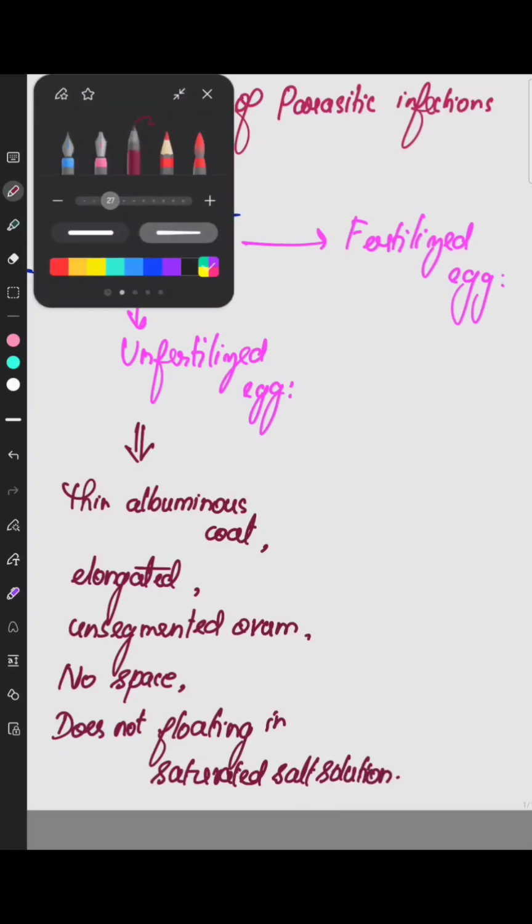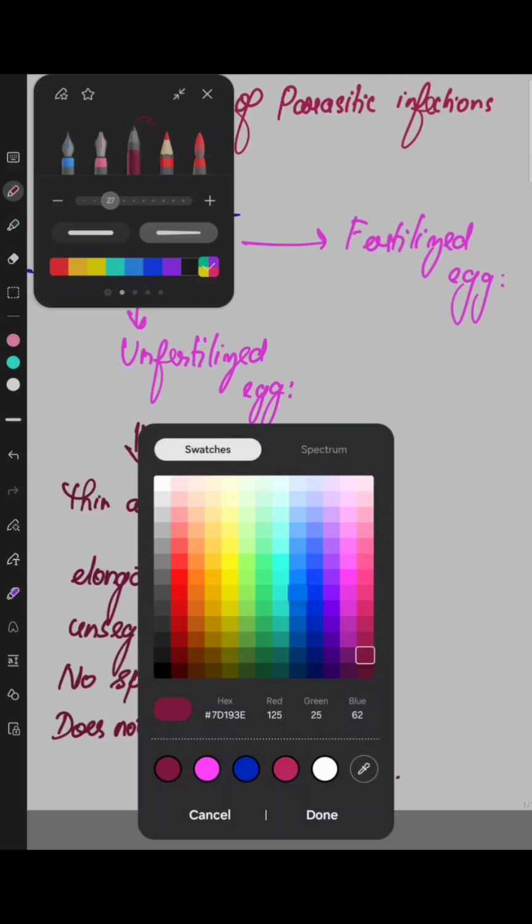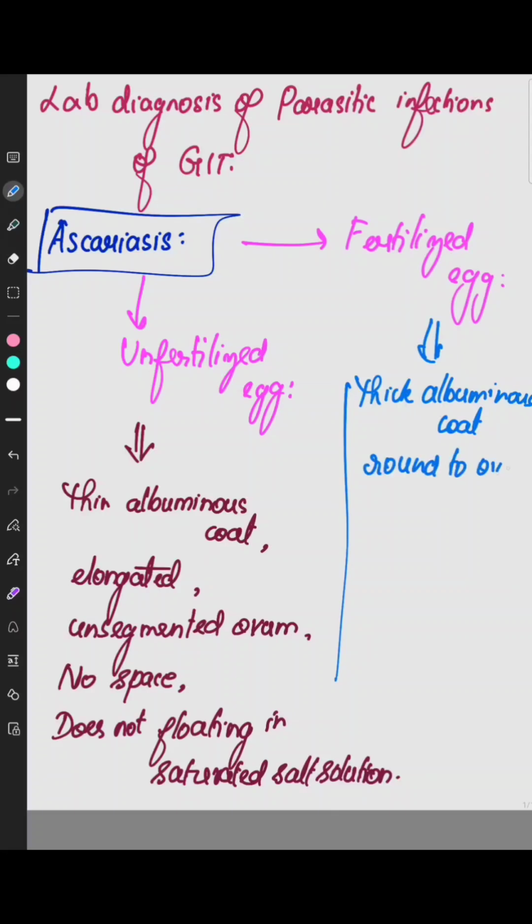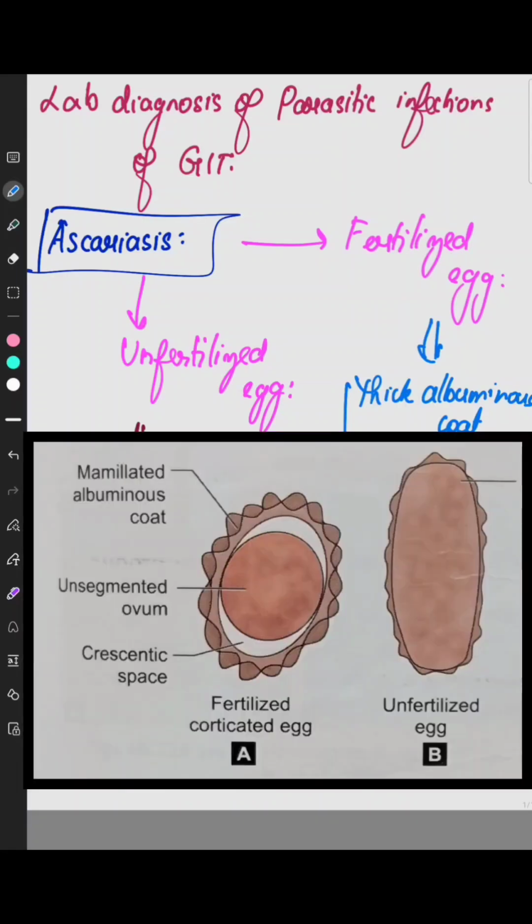Now let's see about the fertilized egg. The albuminous coat of fertilized egg will be thick, whereas in an unfertilized egg, the albuminous coat is thin, and the shape of the fertilized egg will be round to oval. And both in fertilized egg and unfertilized egg, the ovum is unsegmented. But in unfertilized egg, there is no space at the poles, whereas in fertilized egg, there will be a clear crescentic space at the poles. At both the poles, there will be a crescentic space.